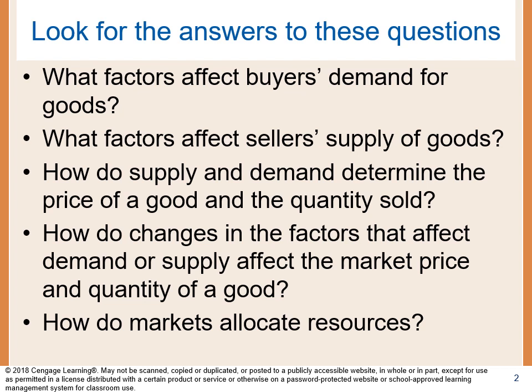We will discuss the factors that affect buyers' demand for goods and the factors that affect the seller's supply of goods, because these are the two sides of the market, consumers and firms. How the supply and demand determine the price of a good and the quantity sold in the good. And then we're going to make an analysis of how changes in the factors that affect demand and supply affect the market price and the quantity of the goods.